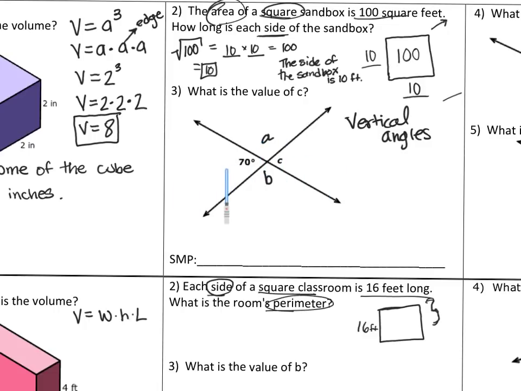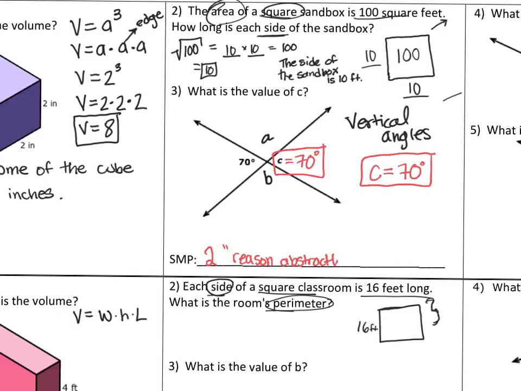So the value of C is equal to 70 degrees because they're vertical angles. So C equals, oops, I wrote 90. C equals 70 degrees. You can also rewrite it over here so it's nice and clean. And the SMP you're using here, you could say model with math because you drew a picture on number 2. But the one I would prefer for you to write is SMP2, reason abstractly and quantitatively. Okay, moving on to number 4.